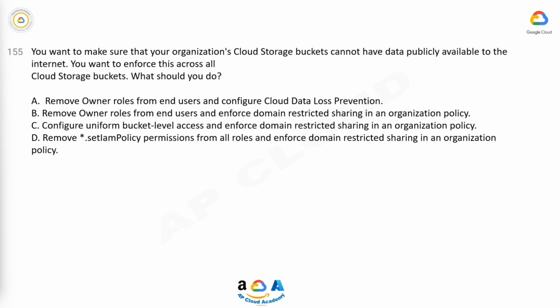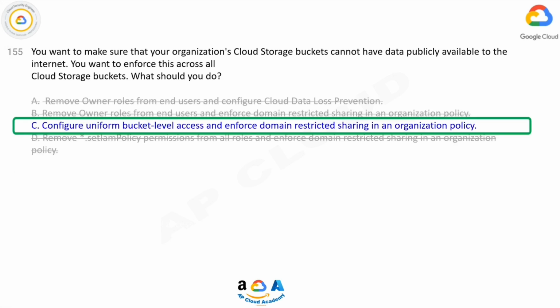C. Configure uniform bucket level access and enforce domain restricted sharing in an organization policy. D. Remove *setIamPolicy permissions from all roles and enforce domain restricted sharing in an organization policy. The correct answer is C.